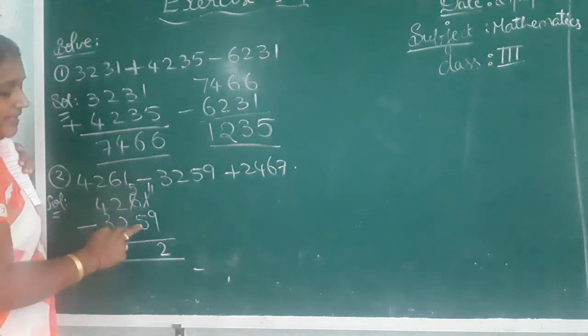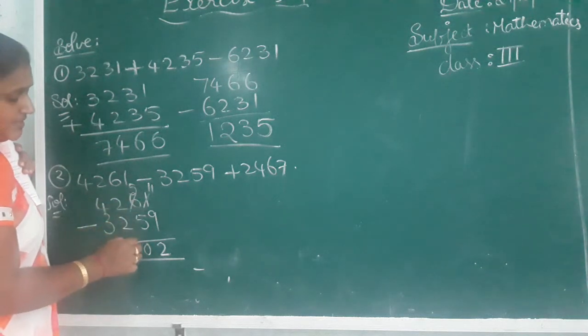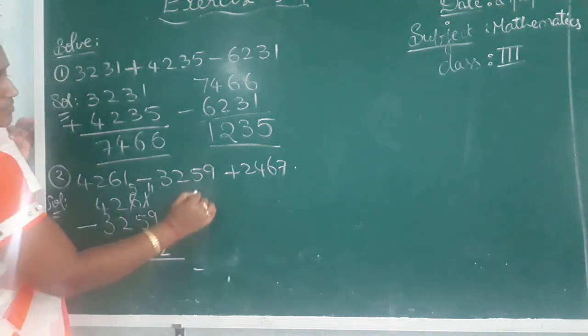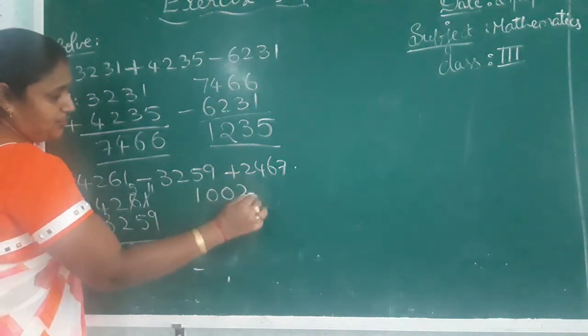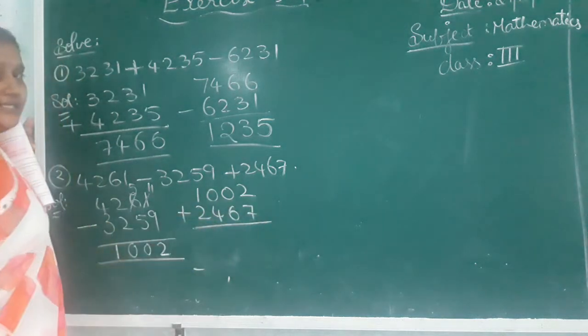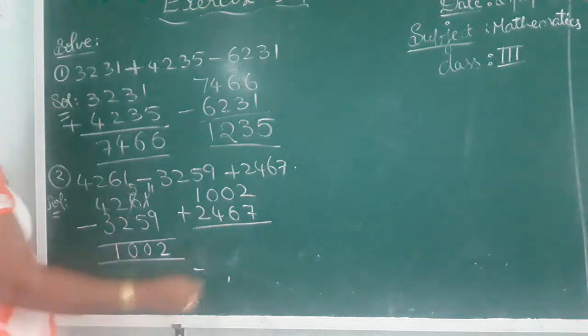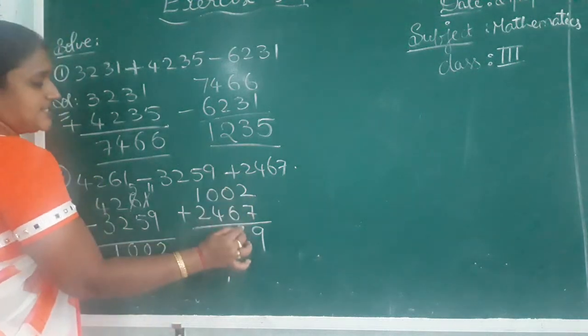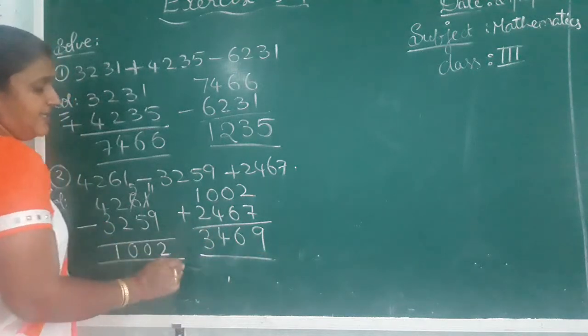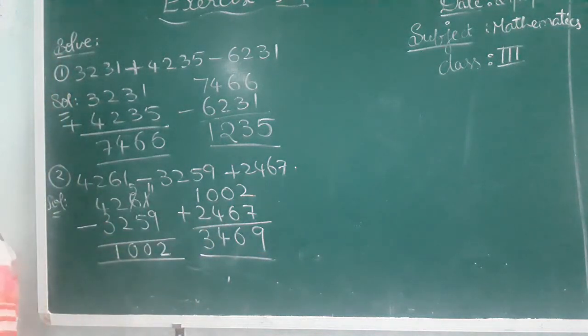Okay. Next, 5 minus 5, 0. 2 minus 2, 0. 4 minus 3, 1. So that is 1002 plus 2467. Add it and write. 2 plus 7, 9; 0 plus 6, 6; 0 plus 4, 4; 2 plus 1, 3. 3469. Okay, see the next one, children.